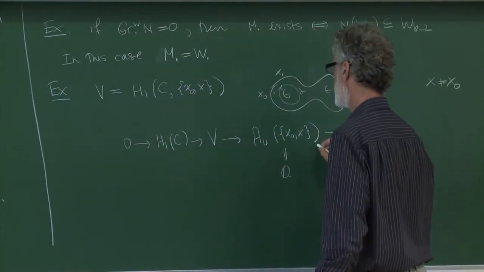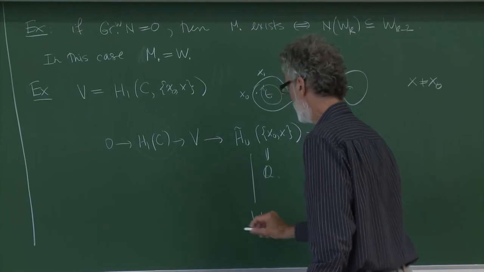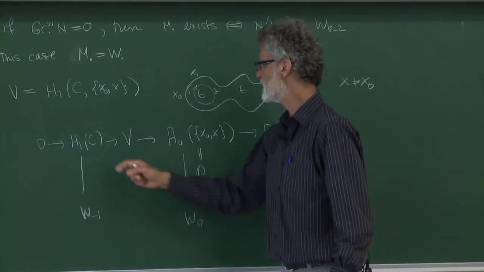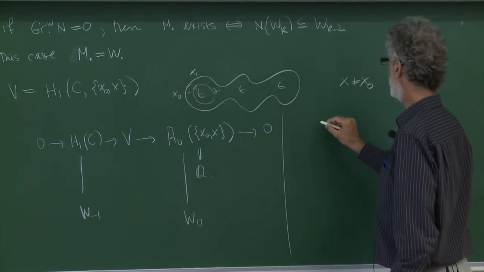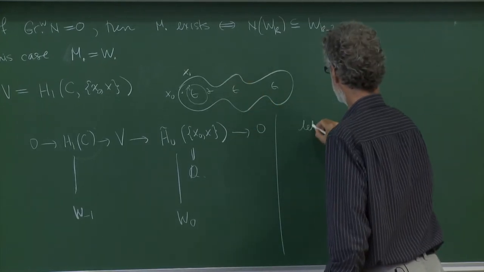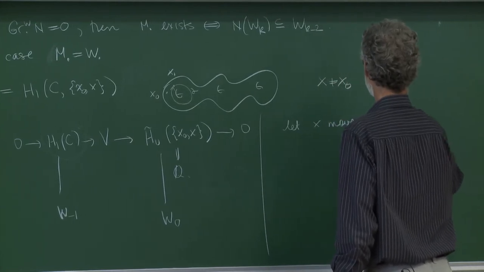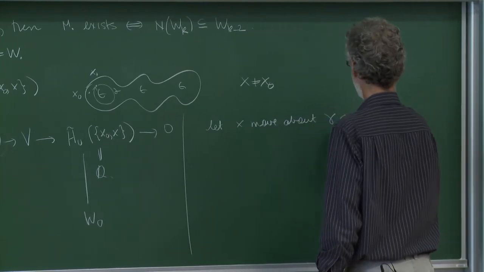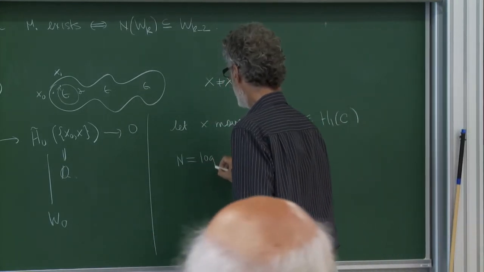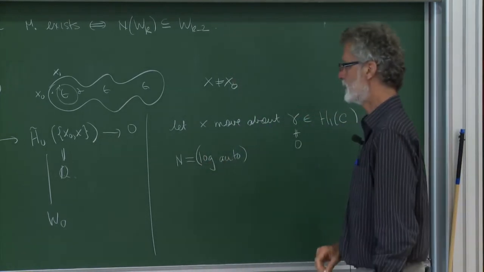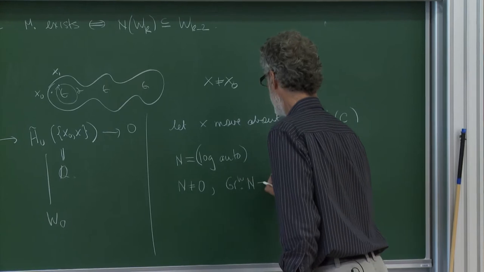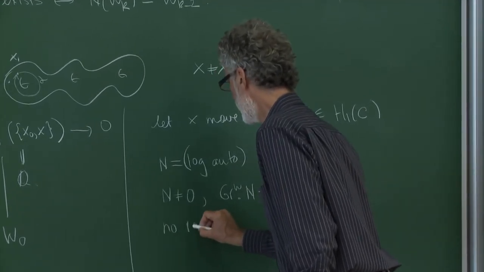So give this a weight filtration. So this is going to be equal to W0, and this guy here, W minus 1. They're the standard weight filtrations in the situation. Let X move around gamma, and I'll be sloppy, say this is not equal to 0 in H1 of C, and then N equals log of the corresponding automorphism, and N is not equal to 0, Gr^W_• is equal to 0, but no relative weight filtration.